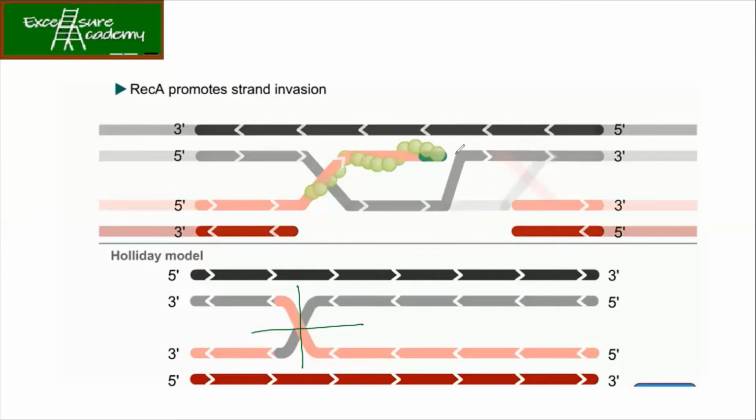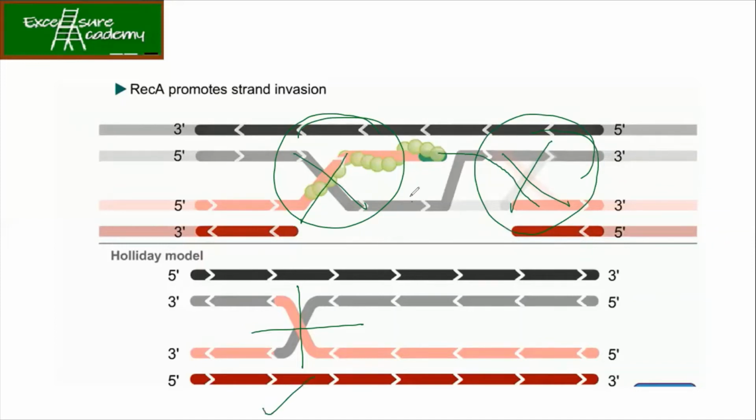So like this. So now what will happen? Because of this, it will go and come like this. So here you have got one Holliday junction and here it will form another Holliday junction. So this is similar to your Holliday junction. Okay? So this much is clear.